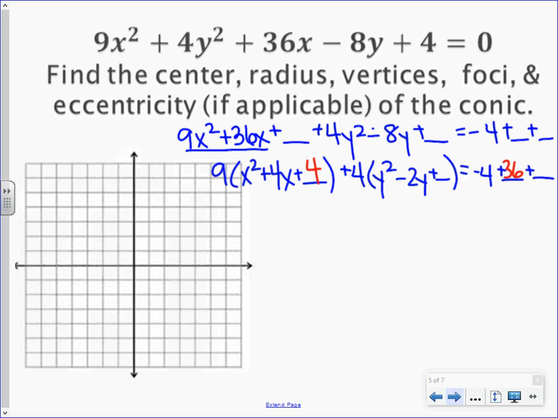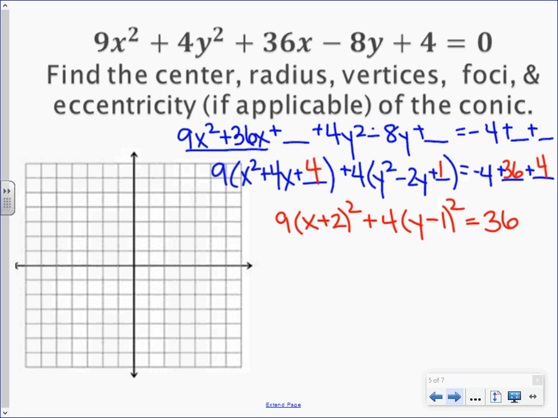Over here, 1 completes the square. B over 2 squared is 1. However, we factored out this 4. This one's really being multiplied to that 4. So we really added 4. So what we have is 9 times x plus 2, the quantity squared, plus 4 times y minus 1, the quantity squared, equals 36. We're still not there yet, though.